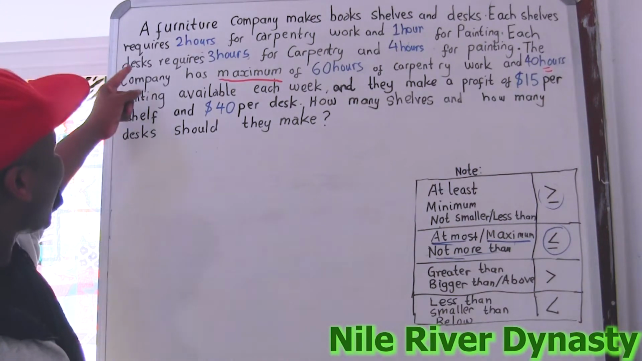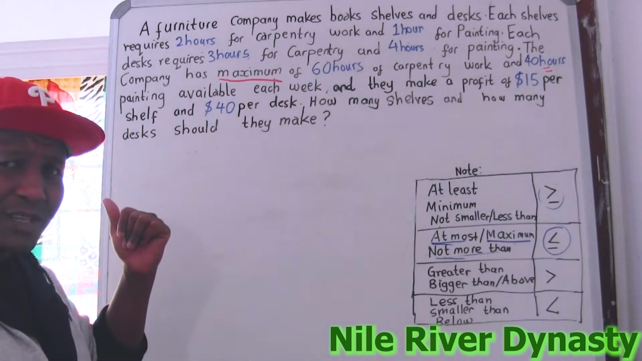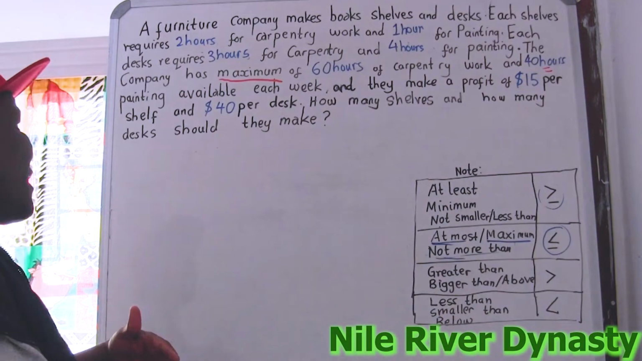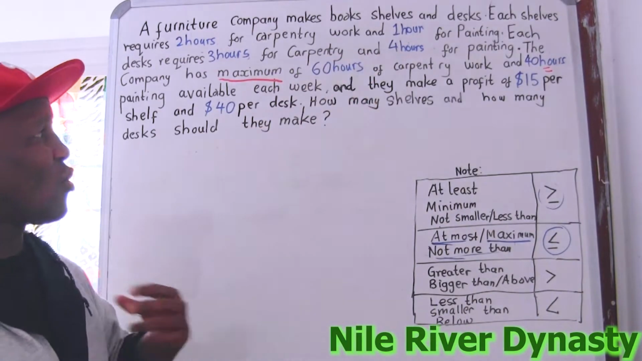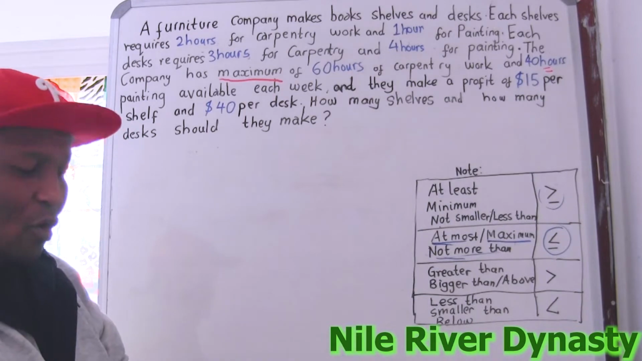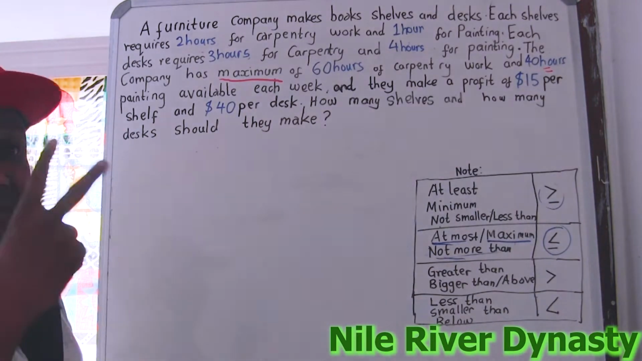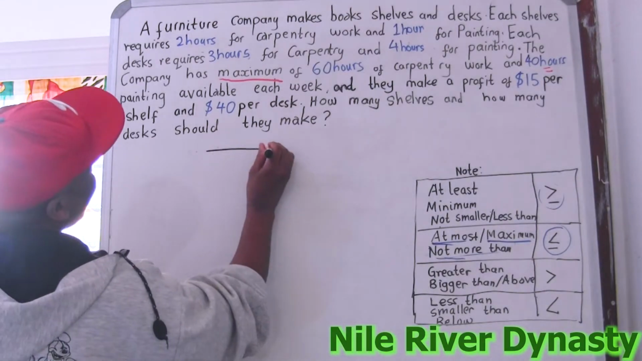Okay, so each shelf requires 2 hours of carpentry. Excuse the background, there's construction, so never mind. So 2 hours for carpentry and 1 hour for painting. Me personally, I'm going to jump quickly and create a table. The table always makes my life easy. We have two items now, shelf and desk.